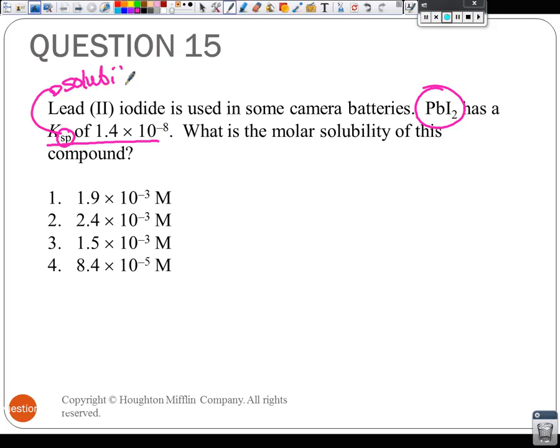So what are we asking about that lead(II) iodide? Solubility. What are we trying to figure out about that lead(II) iodide? See if you can write that. Finish that out.